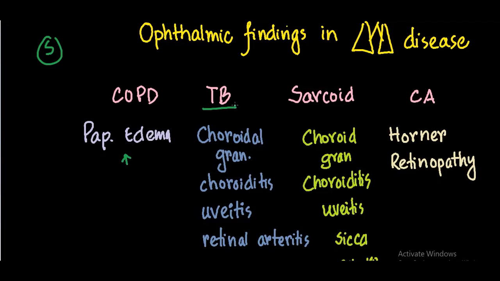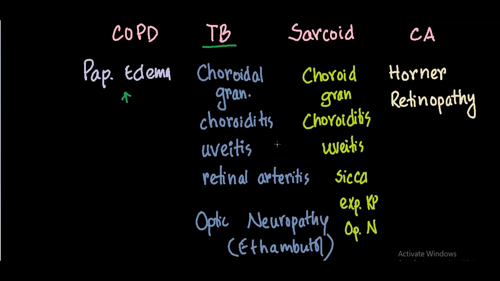Tuberculosis classically causes findings such as choroidal granuloma, choroiditis, and uveitis. You can also find retinal arteritis. And patients receiving treatment for tuberculosis, such as ethambutol, can develop optic neuropathy.